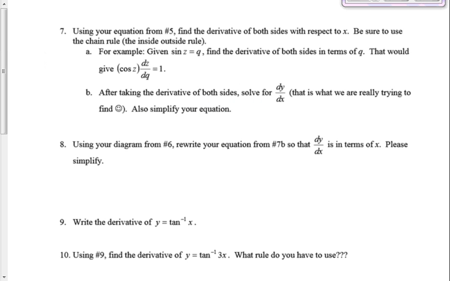And it says, using your equation from number 5, find the derivative of both sides with respect to x. And be sure we're using the chain rule, the inside-outside rule. Well, I don't really know what that means, to find the derivative of both sides with respect to x. So if you look at A, there is an example. So if I start with sine of z equals q, find the derivative of both sides in terms of q. So to do that, I take the derivative of sine of z, and that's cosine of z. And then I take the derivative of the inside, which is z.